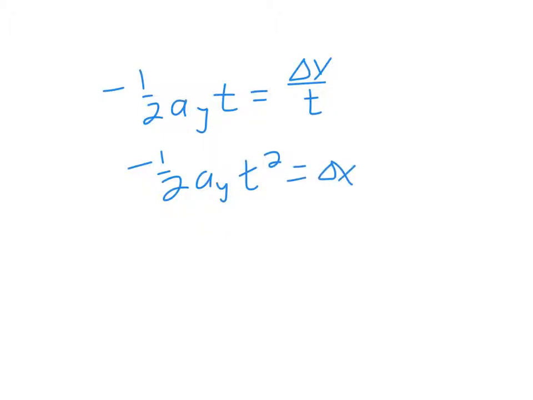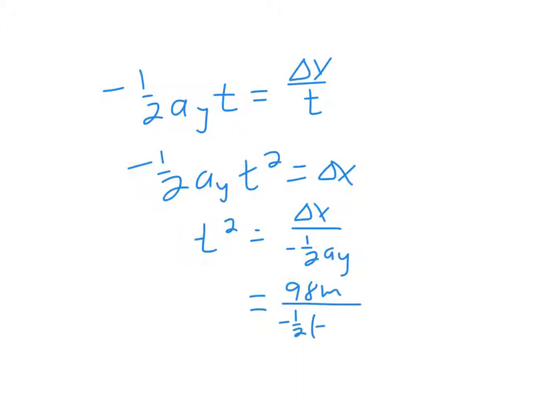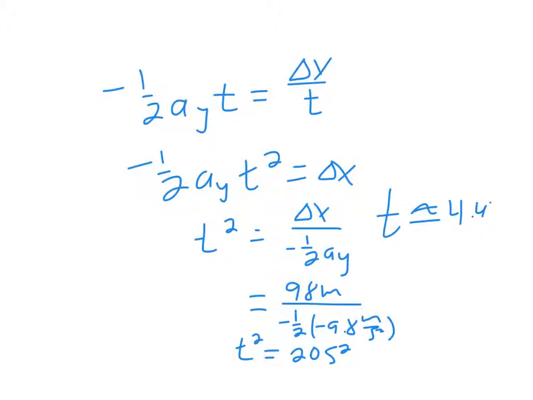We know delta x, we know a, so let's isolate t squared. T squared equals delta x over negative 1/2 ay. So t squared equals 98 meters divided by negative 1/2 of negative 9.8 meters per second squared. T squared equals 20 seconds squared. So taking the square root, my time is equal to 4.47, keeps on going, seconds.